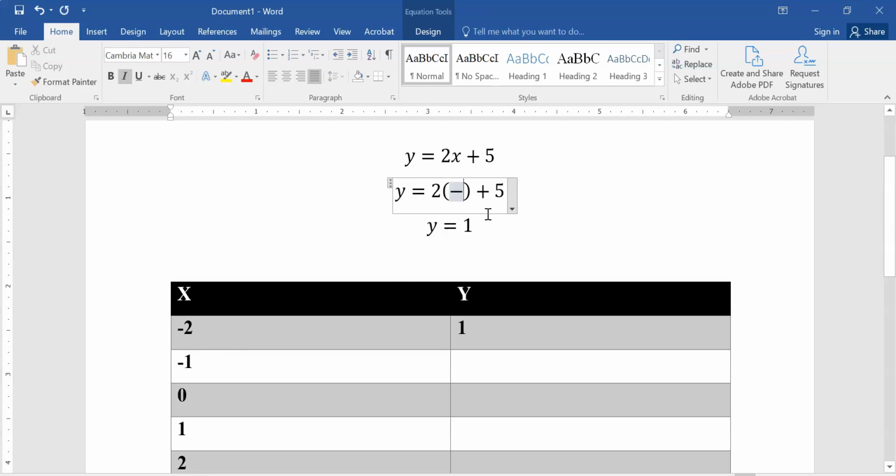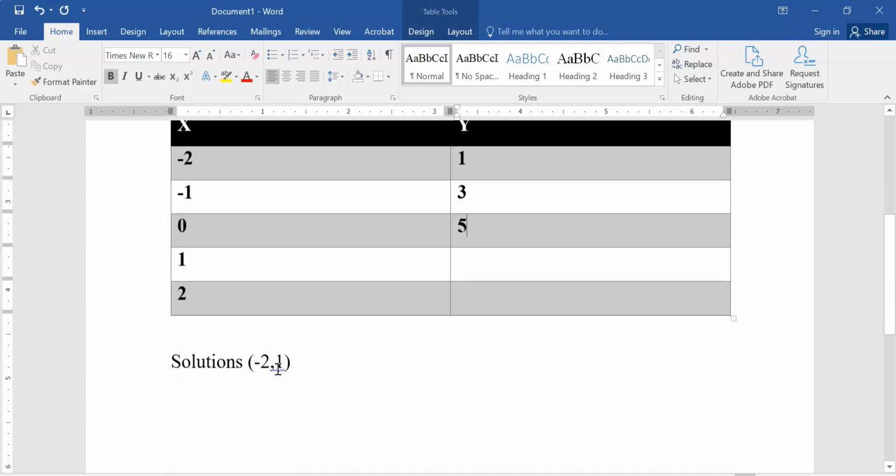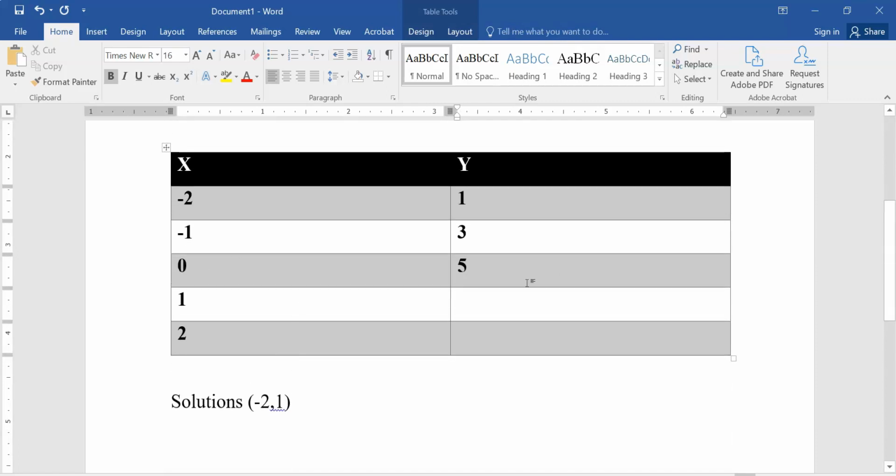So now let's say we wanted to plug in the next x value, which was -1. 2 times -1 plus 5 becomes a 3. So we get the solution -1, 3. Then you plug in a 0. And again, I'm choosing 0 because it's the next x value on my list. When you plug in 0, you get a y value of 5. So the point 0, 5 is going to be on my graph.